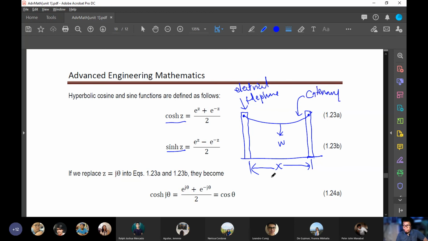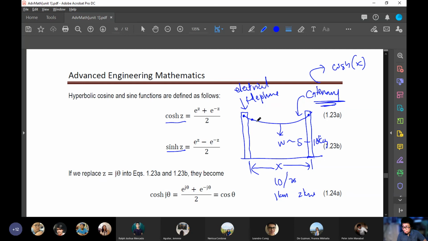Kung yung layo na yan is about mga 10-20 meters lang, hindi masyadong significant yung catenary problem dito. But if this is say 1 kilometer or 2 kilometers, and the weight of your cable is more than, say for example, 5 to 10 kilograms, then this problem is actually a catenary problem. And this catenary problem is governed by the hyperbolic cosine function, a hyperbolic cosine function of the distance.